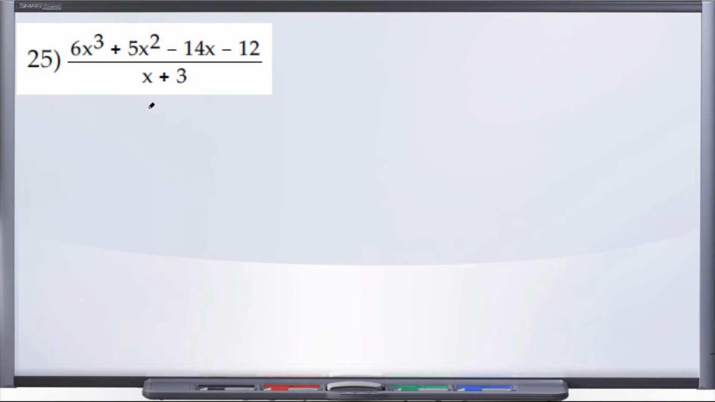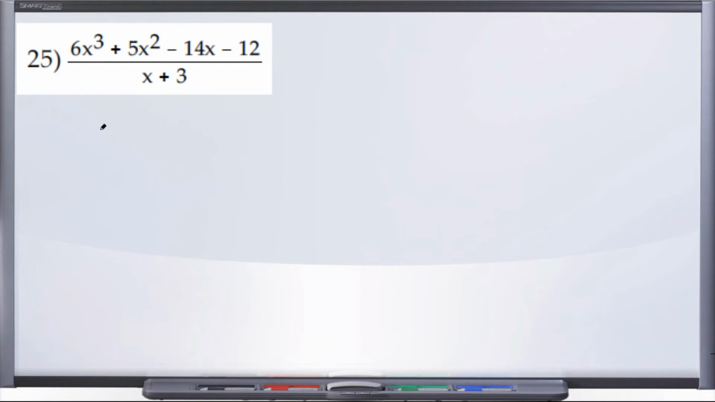And just remember that you can only do synthetic division when the coefficient of the x here in the denominator is 1. So there can't be any number in front of your x when you're going to use synthetic division. If there is a number in front of your x and there are multiple terms, like a 2x plus 3, or a 3x plus 3, and so forth, you have to use long division. But because there's a 1 here, we can use synthetic division.